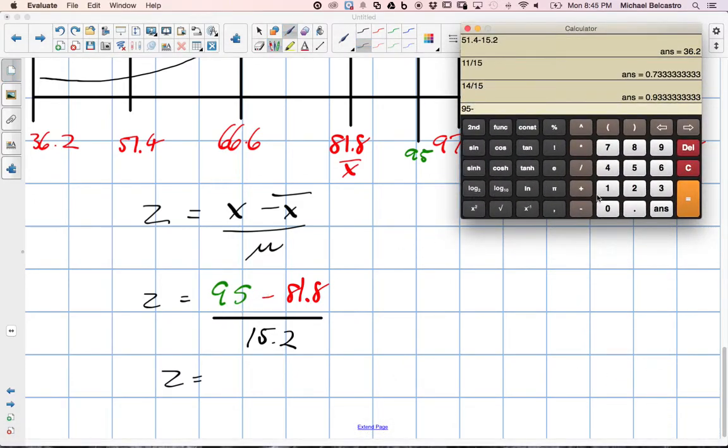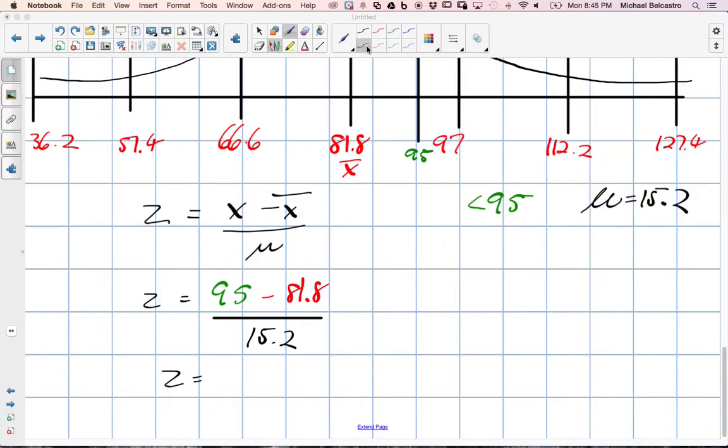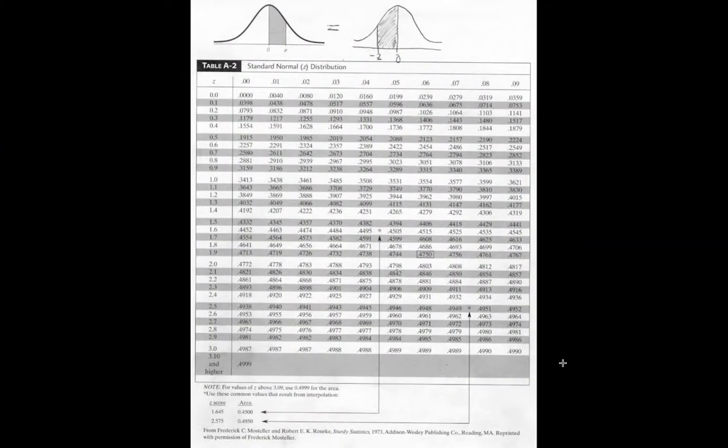95 subtract 81.8 equals that number, divided by 15.2 equals 0.8, around 0.87, so approximately 0.87. And the reason I rounded to 2 is because we're going to take a look on our z-score sheet.